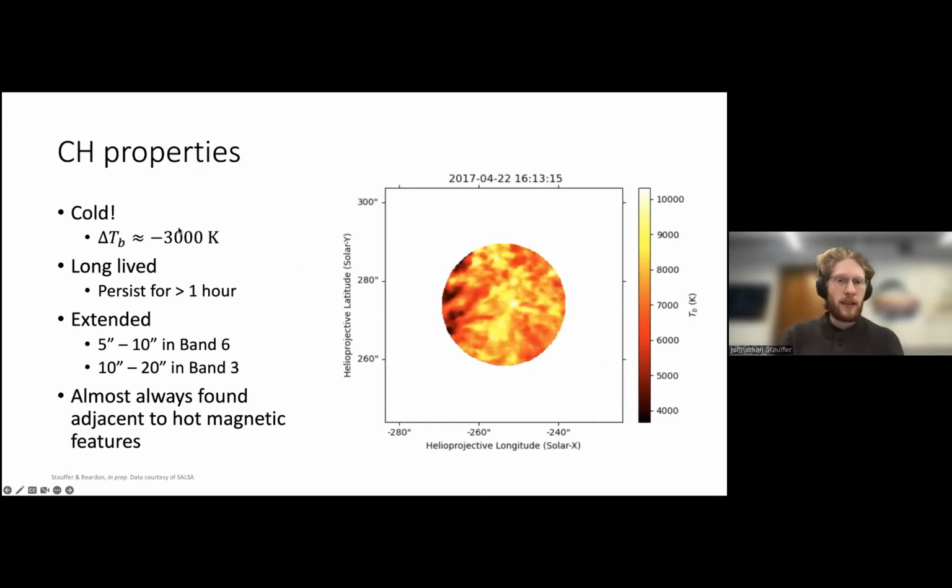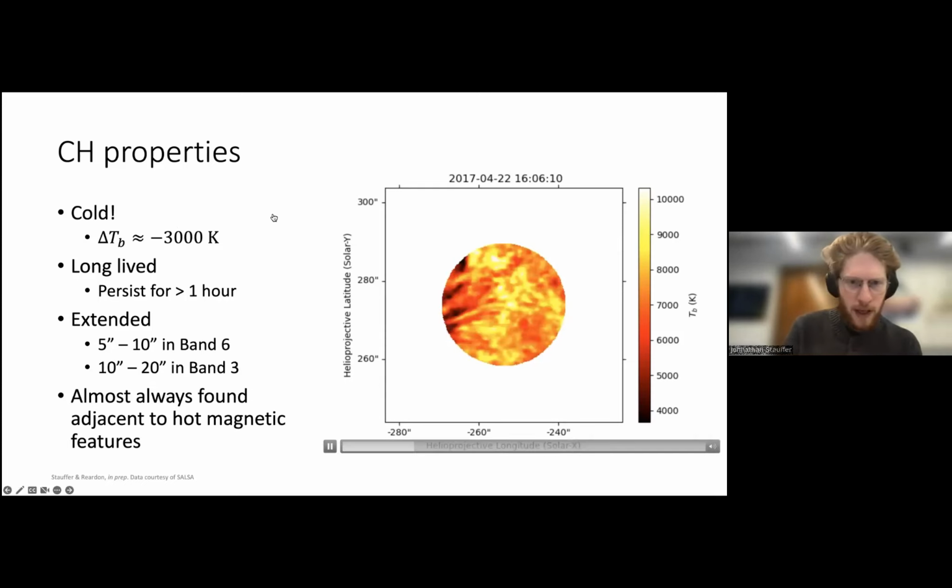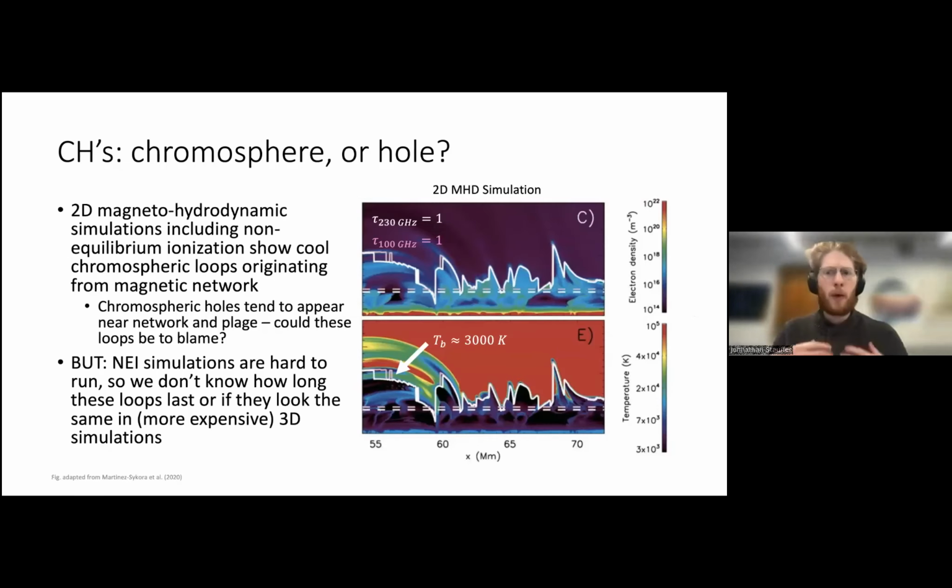The movie also shows that these features are slightly spatially extended. They're often 5 to 10 arcseconds in size in band 6, and a bit larger when you look at them in band 3. And then lastly, I've found that these regions are almost always found adjacent to hot magnetic features, like this region of plage that you can see in yellow, kind of at the center of this field of view. So while we have observations of a couple of chromospheric holes within the ALMA archive, their origin in the solar atmosphere is still kind of a mystery.